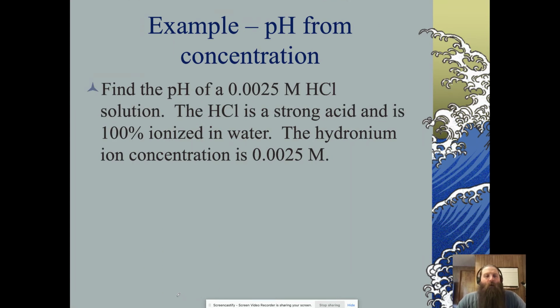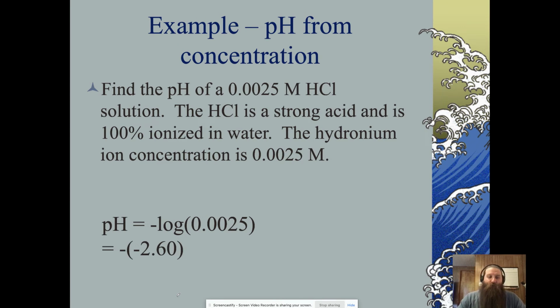Let's do one of these. Find the pH of a 0.0025 molar hydrochloric acid solution. HCl is a strong acid, and it's completely ionized in water. That means the hydronium concentration is the same as the molarity, so it's 0.0025. So we take our calculator and we put negative log of 0.0025. That's negative negative 2.6. So what's the pH? 2.6. All right, that's cake. Easy stuff.